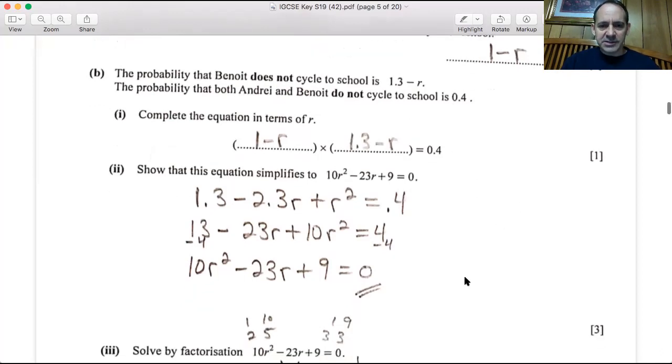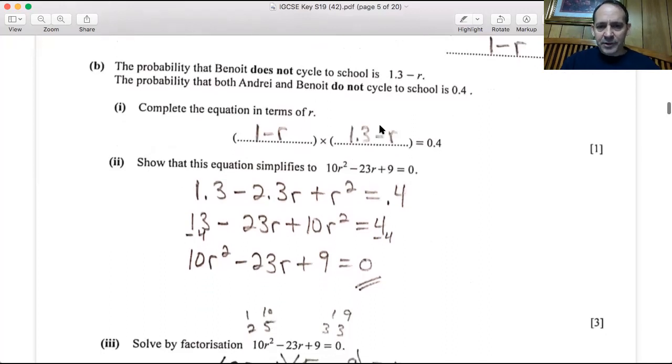That's the equation. Now we need to show that this simplifies into this quadratic. So we multiply our two binomials together, get 1.3 minus 2.3r plus r squared equals the 0.4. Let's clear our fractions. So we need to move the decimal over one place on all the terms. That gives us 13 minus 23r plus 10r squared. Notice there is an understood 1 in front of the r squared.